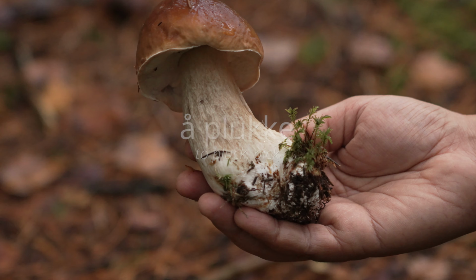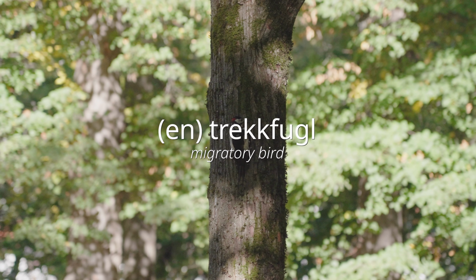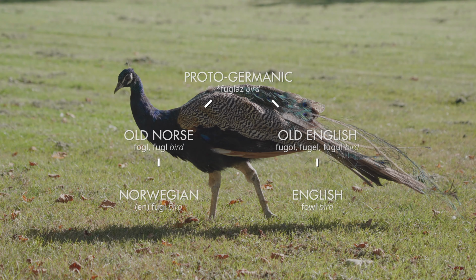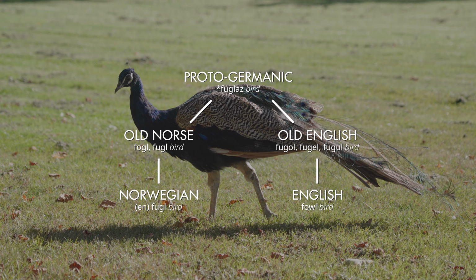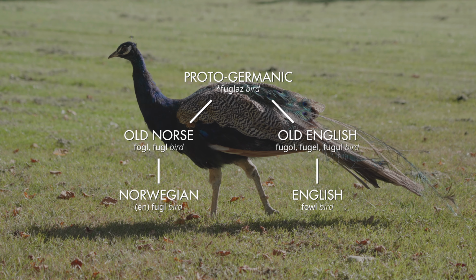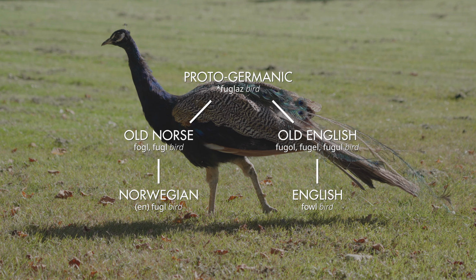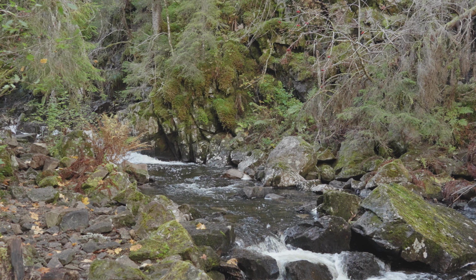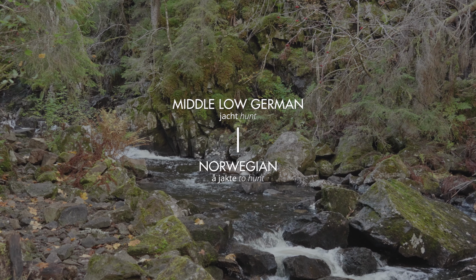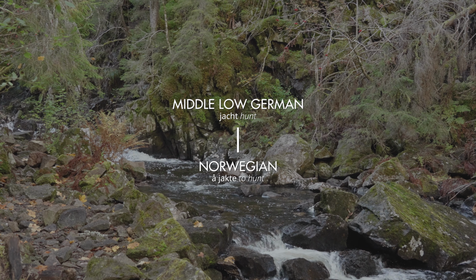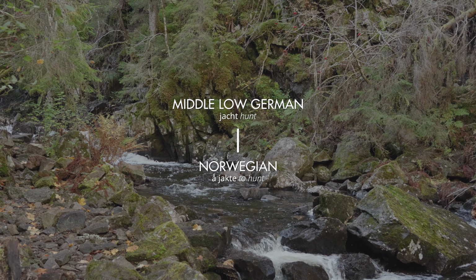You hear a rustling from above and see a bird join others in flight heading southwards. A migratory bird is called a trekkfugl. The first part is from Middle Low German trekken, and the second is cognate with English fowl, which is still used in some bird names. In the distance you hear some gunfire. Autumn is prime time for hunting, and å jakte, to hunt, comes from Middle Low German jakt.